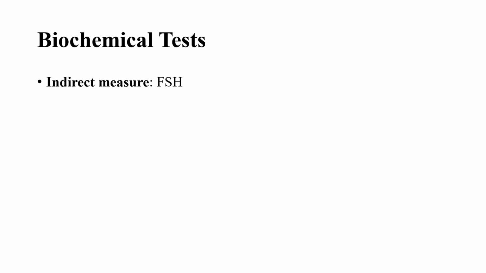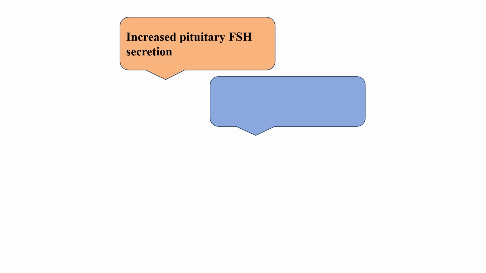Let's answer one question: why is there a short cycle in decreased ovarian reserve? Or we can say the alternate question is, why is there a shorter cycle in women approaching menopause? The explanation of why women with decreased ovarian reserve have shorter cycles is given in the following flowchart.